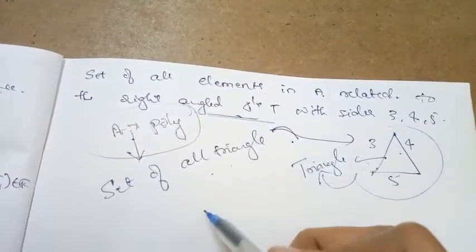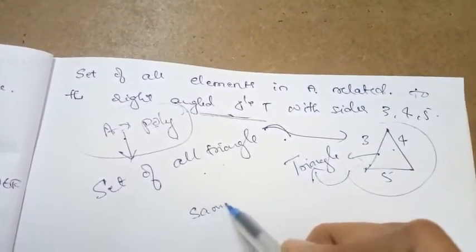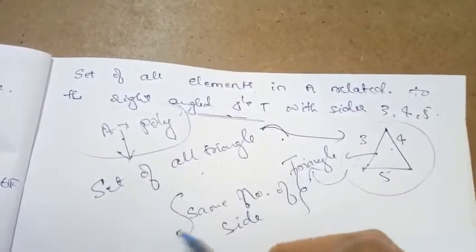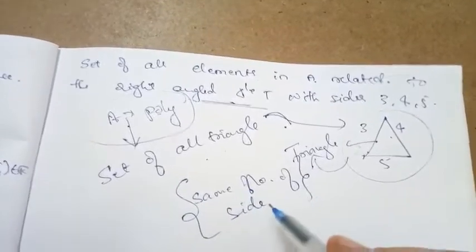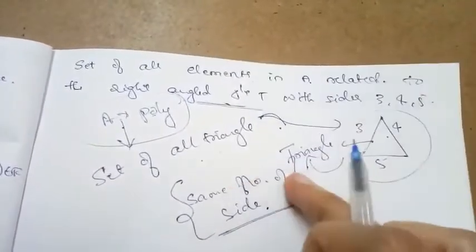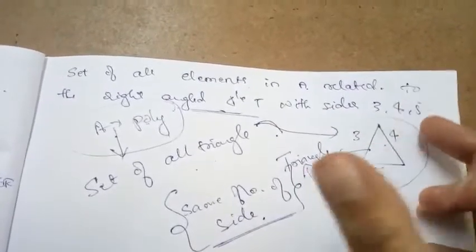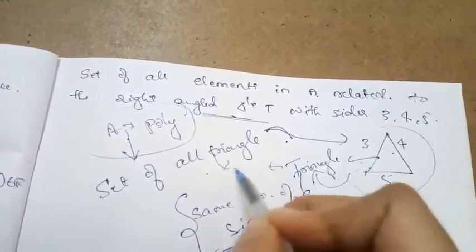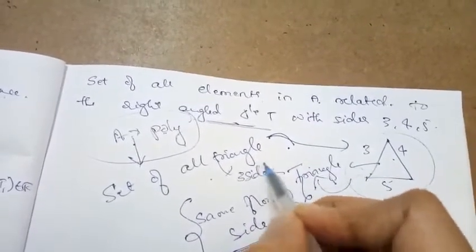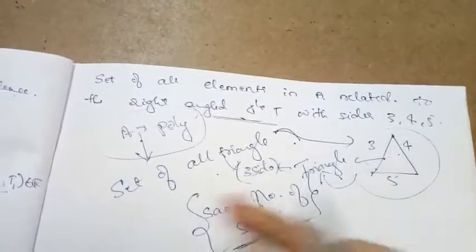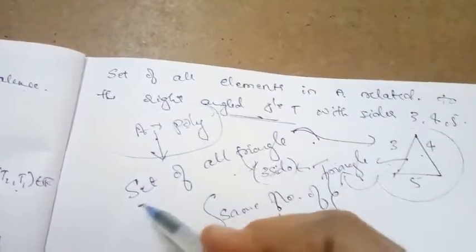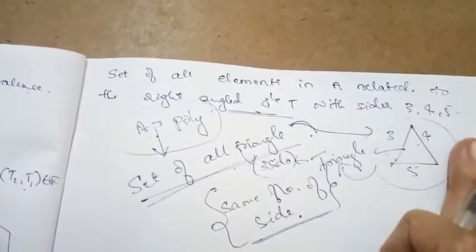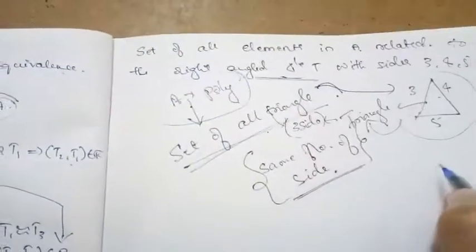Here the relation is given only upon the same number of sides. They have not given any other specialization in the relation. They have mentioned the relation with only the same number of sides. So a right angle triangle has 3 sides, and the set of all triangles also has 3 sides. So we need to consider only this relation, that is, the same number of sides. So from the set of polygons, I am taking the set of all triangles. So this is regarding the 13th question. So let us move to the next question.